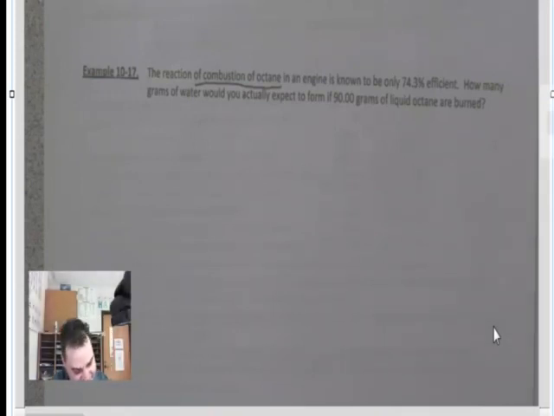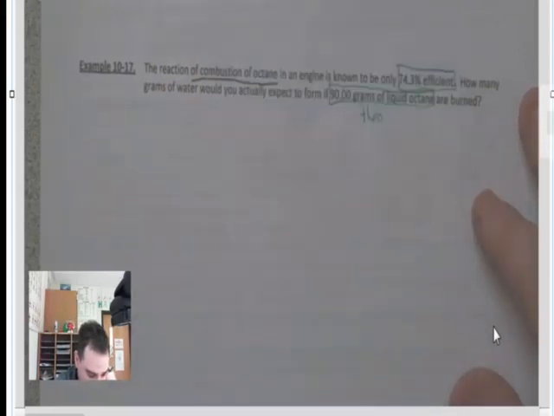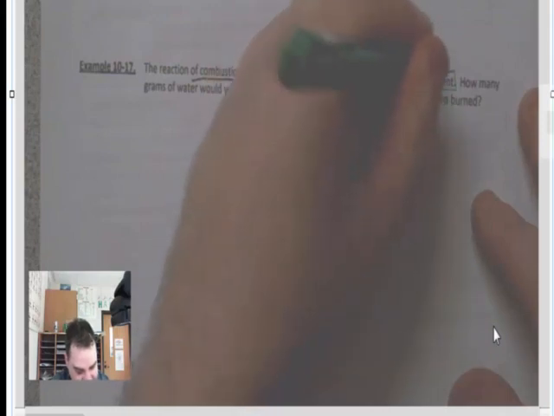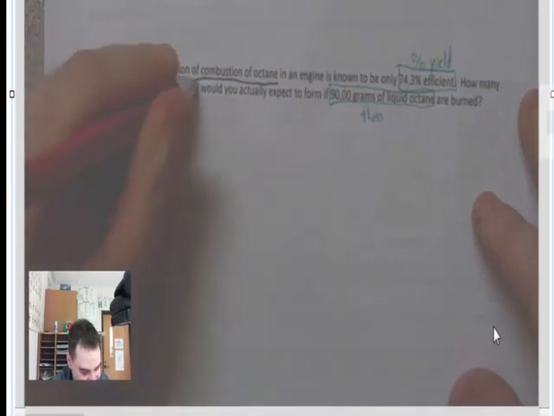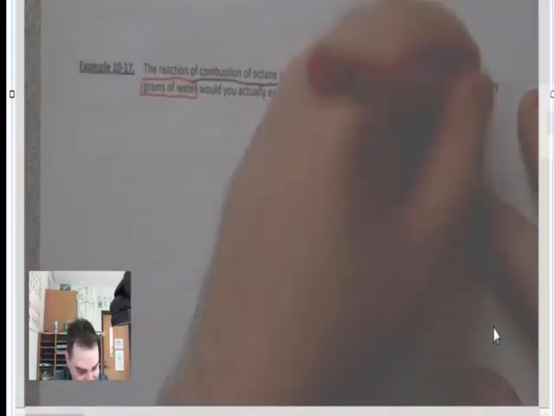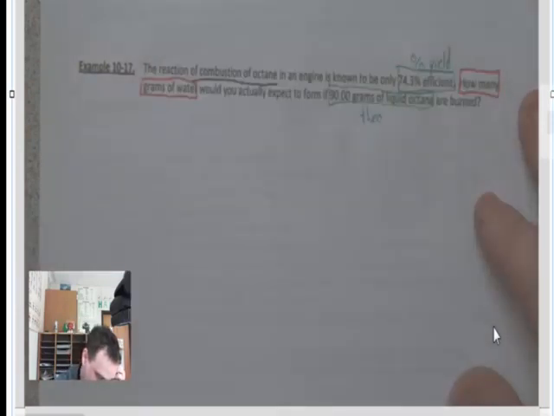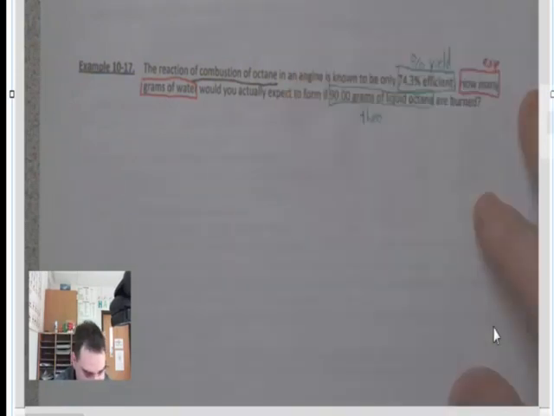So we got 90 grams of liquid octane burned. That's a theoretical number. I got my percent yield here. What am I looking for? How many grams of water would I actually expect from an experiment, so that's an experimental value. So this is octane and that's water, so we're gonna have the right reaction here.